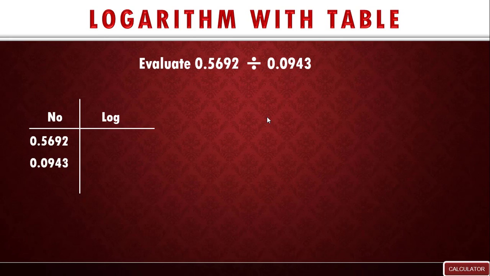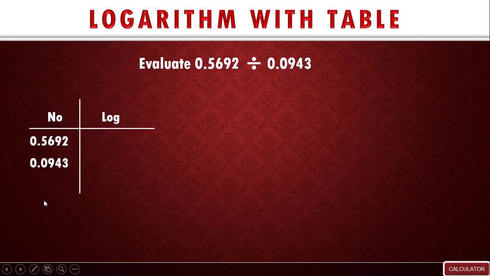And then the next thing to do is to look at both numbers and check whether they are greater than or less than 1. If you look, the first number is less than 1, and the second number too is less than 1, as you can see from here, 0 point. So if you decide to use your calculator to find the log directly of both numbers, it's going to give you a wrong answer.